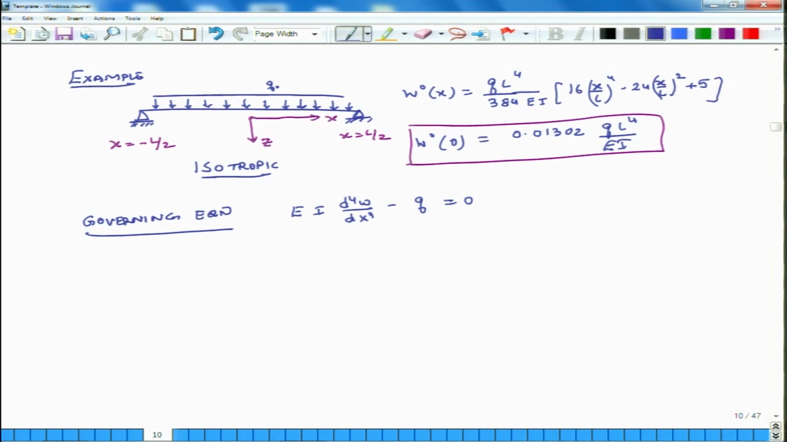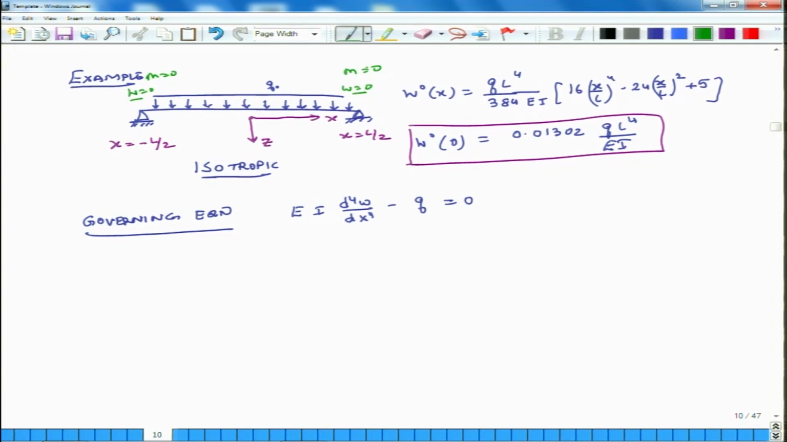Okay. What are the boundary conditions? Boundary condition is W is equal to 0 at x is equal to plus minus L over 2. So W is 0 at this end and W is 0 at this end. What is the other boundary condition? Both the ends are pinned, so the moment is 0 at both the ends. So M is equal to 0 and M is equal to 0. Okay, because both are pinned ends.